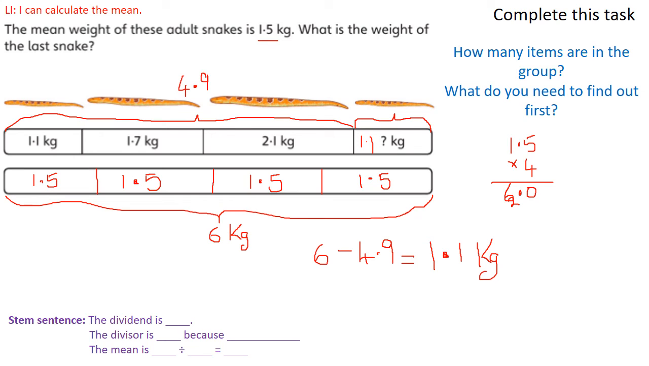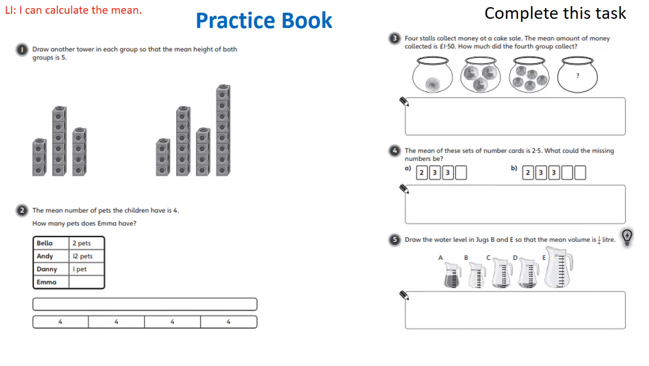Well, to check, you could add up all of those 4 and divide it by 4 and see if you get 1.5 as your mean. Okay, the practice book is more practice doing the same thing. There is nothing new in this at all. So, question 1, draw another tower in each group so that the mean height of both is 5.